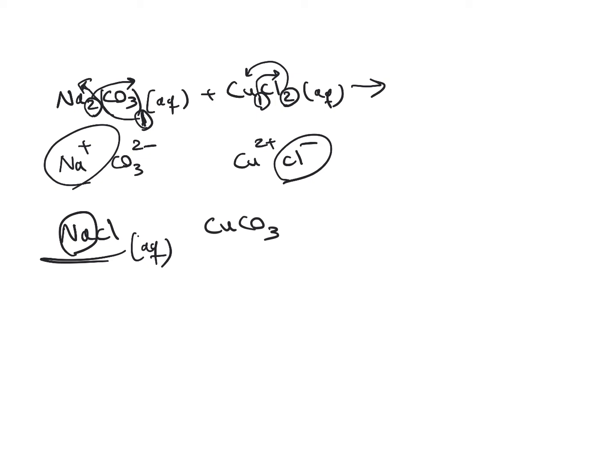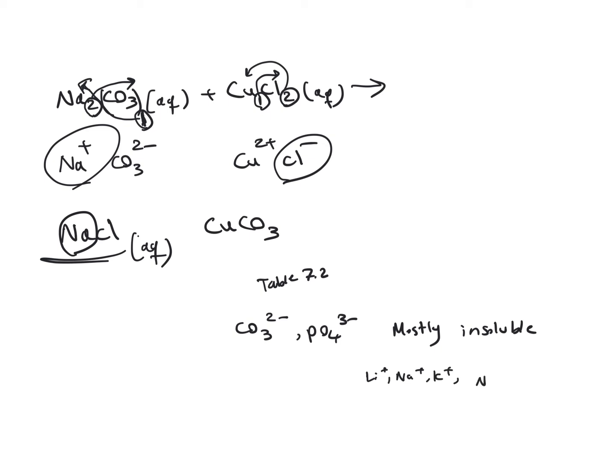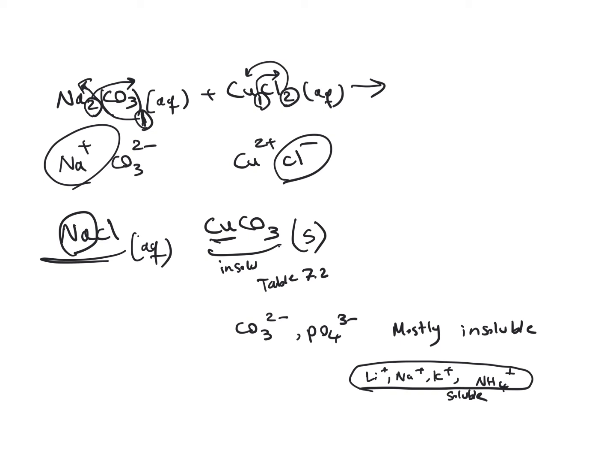Now, what about CuCO3? If you go to the table 7.2 solubility rules, you see CO3 2 minus and PO4 3 minus are mostly insoluble. What are the exceptions? When either of these ions pairs with Li plus, Na plus, K plus, or NH4 plus, the compound is soluble. And we memorized that all of these are soluble, no exceptions. And now Cu is not among those. So this is insoluble. So it forms a solid, a precipitate. So we do see a precipitation reaction.